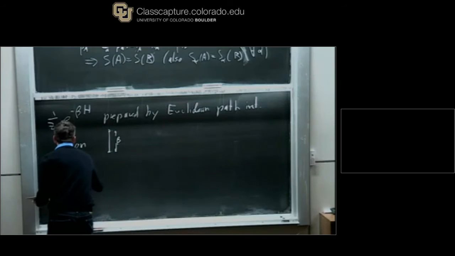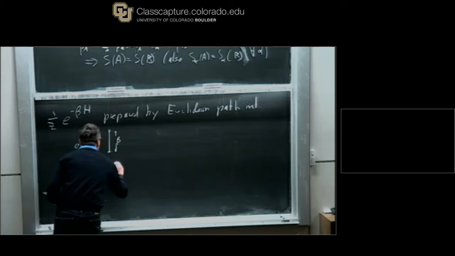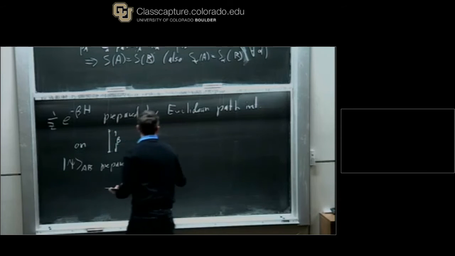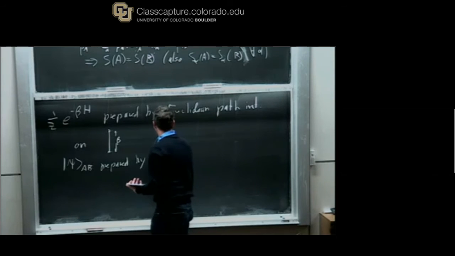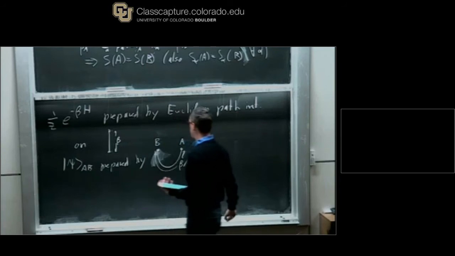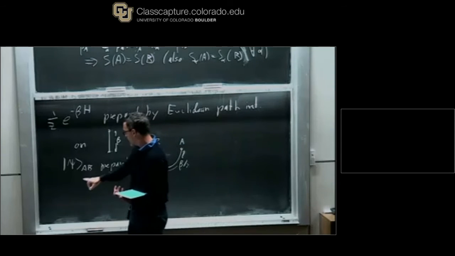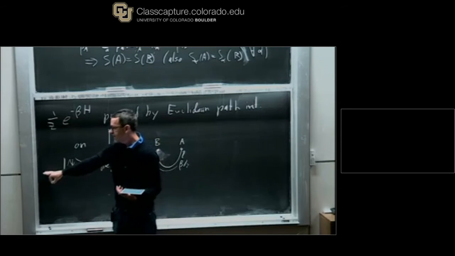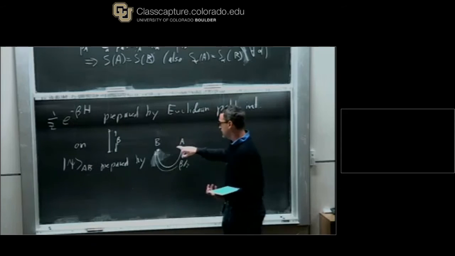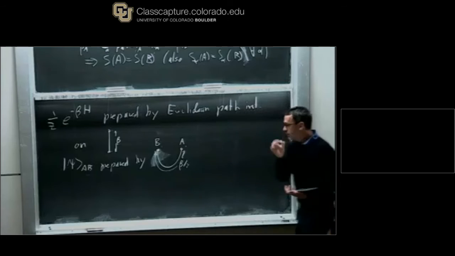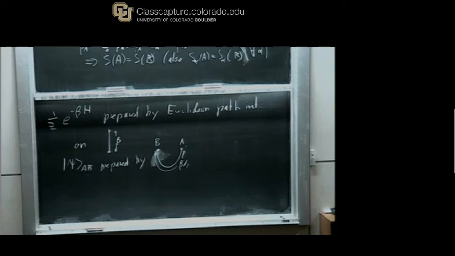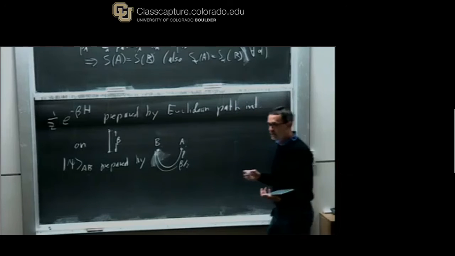And then the Thermo field double is prepared by the Euclidean path integral on a semicircle of length beta over 2, where this is my A system and this is my B system. So if you want to know the overlap between psi AB and some given AB state, you put the A state here and the B state here, you calculate your path integral with those boundary conditions, and that tells you the overlap. It's very handy to have path integral representations of all of these gadgets, especially when we get to field theory.